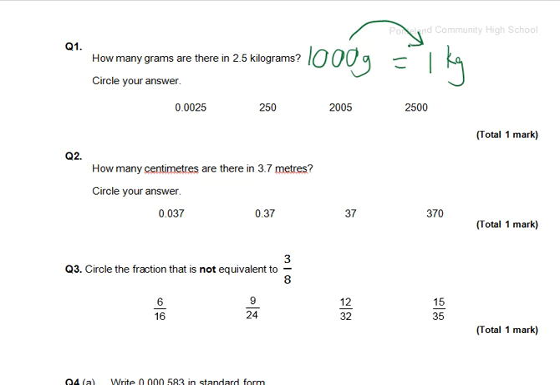To go from 1,000 to 1, you've got to think, well, I'm going to have to divide that by 1,000, because 1,000 divided by 1,000 equals 1. And to go this way is going to have to be times by 1,000. So therefore, if we've got 2.5, we're timesing it by 1,000, times by 10, 100, 1,000, fill in with zeros, so 2500. So we end up getting question 1 like that.